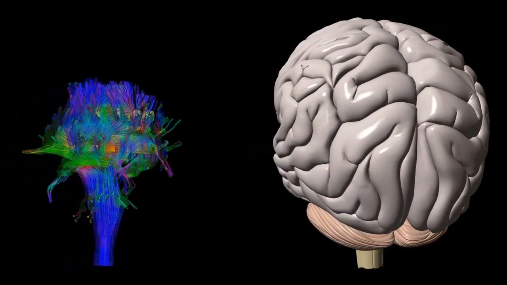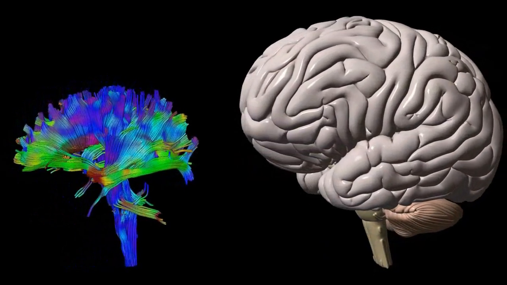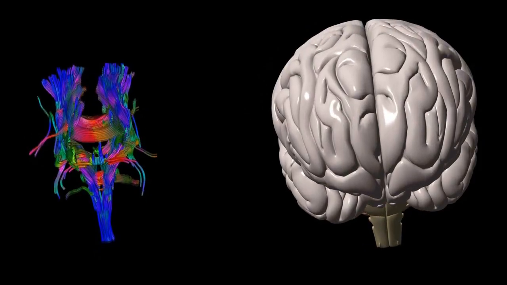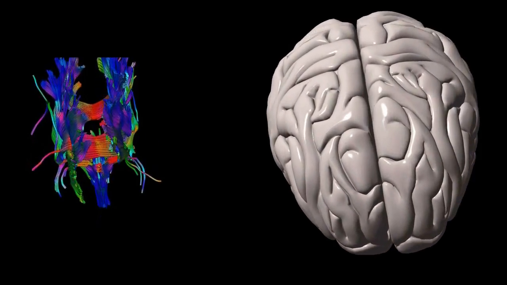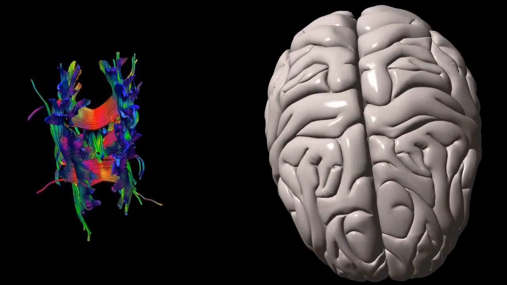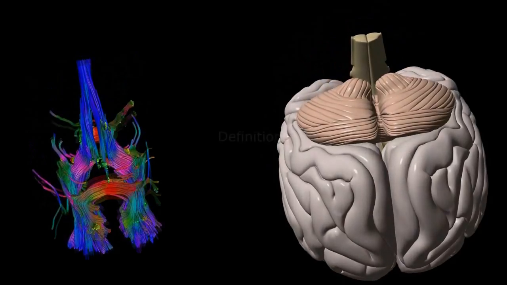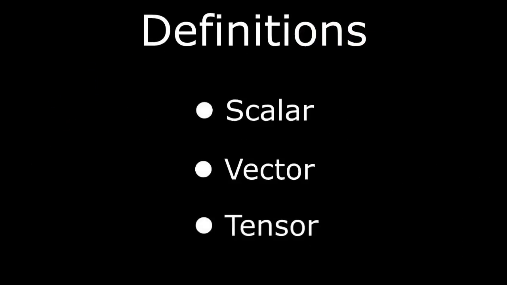You may want to stop here. For the adventurous and scientifically inclined, the rest of this video will describe how we actually obtain the diffusion tensor information and what options we have for displaying the same. First, we need to go over a few definitions and mathematical concepts. Let's start with the definitions.